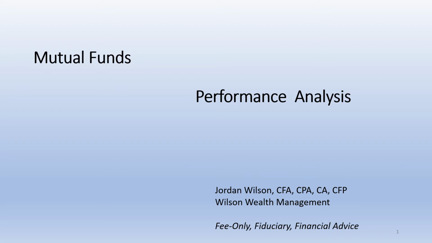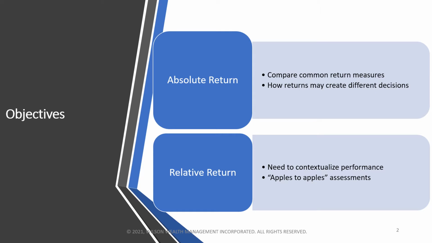Today we continue our look at mutual funds with a focus on performance considerations. Our objectives are to look at the absolute return, the standalone return of a fund. We'll look at some of the common return measures, and hopefully we'll see how the presentation of a specific measure can lead to different investment decisions. Then we'll look at performance on a relative basis, how we need to contextualize returns, create the apples to apples, not the apples to oranges assessments.